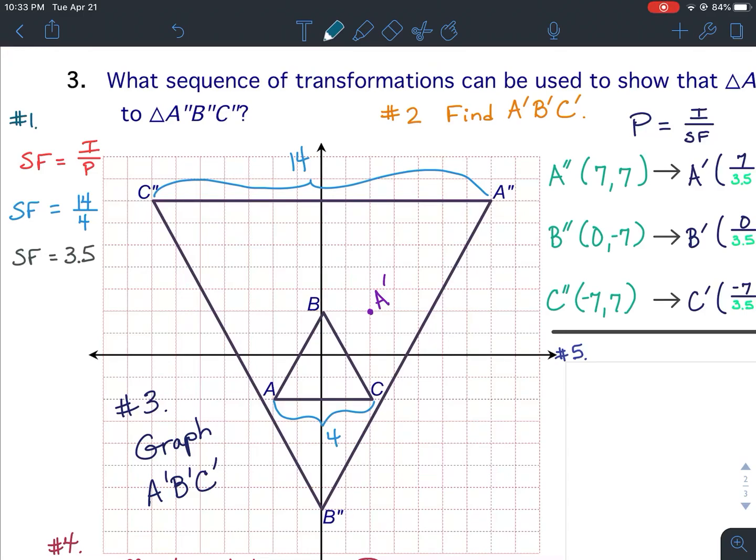Bellwork 21A, question number 3, part 2. You've already completed steps 1 through 3, where you found the scale factor, which was 3.5, found the ordered pairs for A prime, B prime, C prime, and graphed them. Now, I only graphed A prime because you were supposed to do the rest of it yourself.